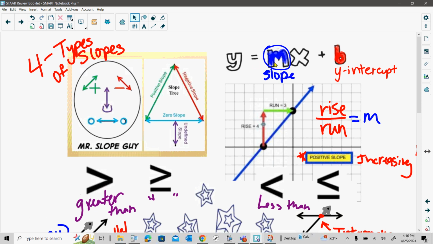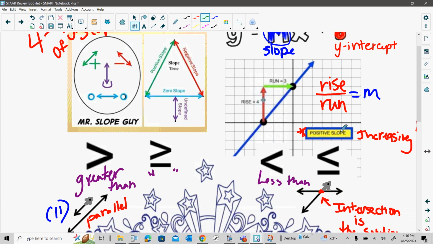And then here, I hope you recognize your slope and your y-intercept whenever we have slope-intercept form. So I'll just show that right there. And this is another way to get the slope. The symbol m is also represented by counting your rise over run. And we have a positive slope, which is increasing here.